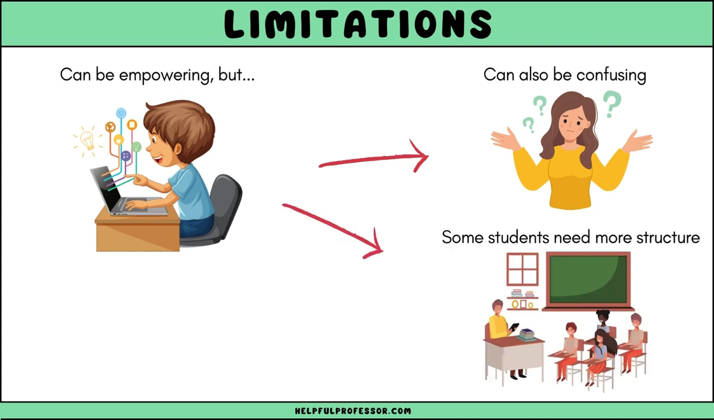On the right side of the screen are 2 cartoon-style images. The first shows a woman with question marks around her head, shrugging her shoulders in a gesture that indicates confusion. The text above her reads, "Can be confusing." The second image shows a traditional classroom setting with a blackboard in the background, students seated facing a teacher. The text above the image reads, "Some students need more structure."